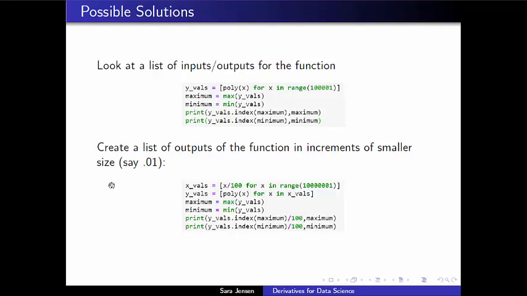So perhaps we wanted to get something like 2 decimal places of accuracy. We could run through in steps of size 0.01 and check not just integer values 0, 1, 2, 3 and outputs of the function in that sense, but we could look at outputs of the function at 0.0, 0.01, 0.02, and so on, run essentially the same code, and we could gain 2 digits of accuracy this way.